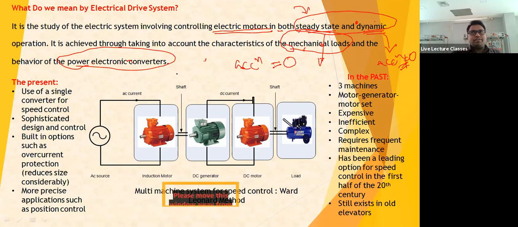Can you tell me the difference between taking a person at the back of your bike and taking a gas cylinder, a fully filled gas cylinder, at the back of your bike? Is there any difference between the two?